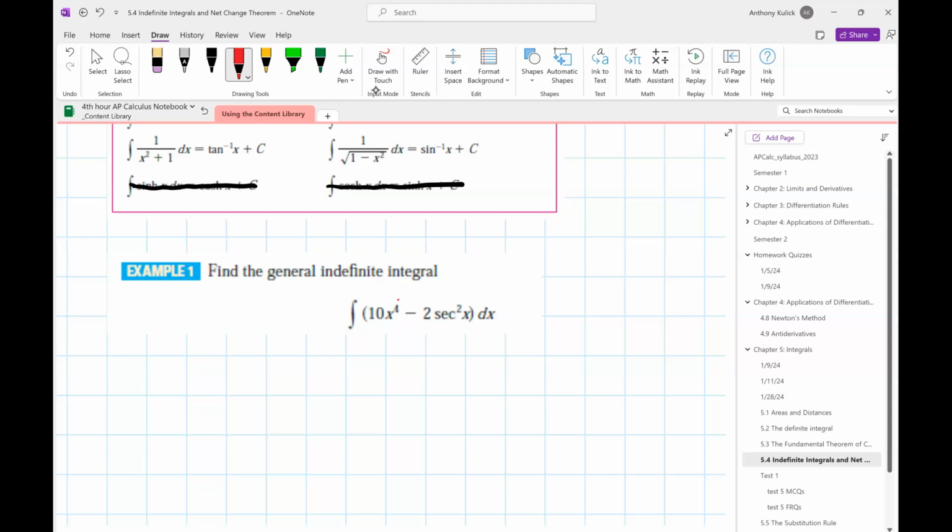So the first thing I would do is distribute my integral symbol across this function because I know integration distributes across addition and subtraction. So I'd have the integral of 10x to the fourth dx minus the integral of 2 secant squared x dx. Everybody's good there? I'm going to use my property of integrals because I know I can pull those constants out to the front.